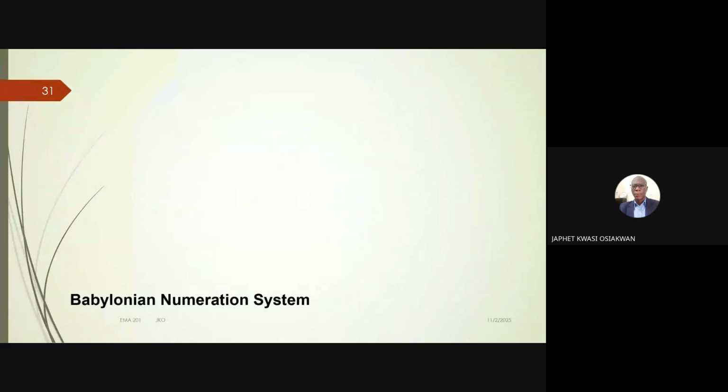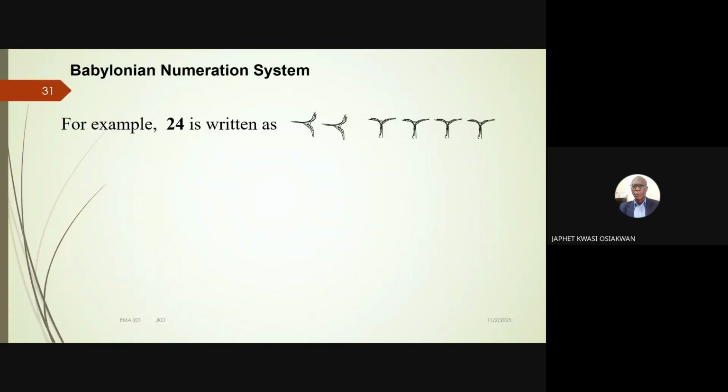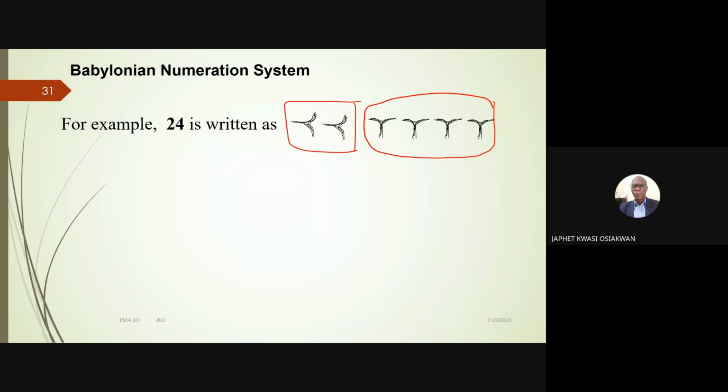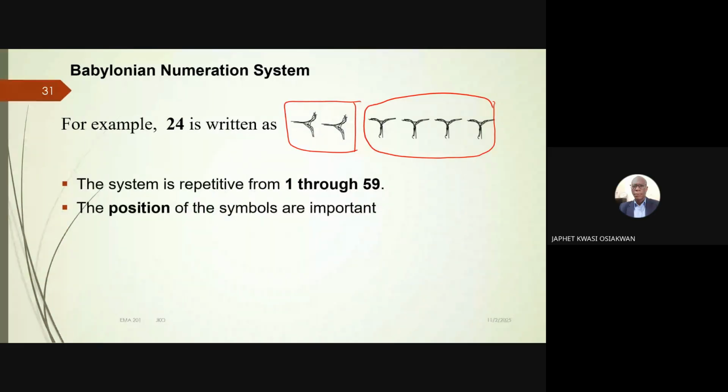Okay. So now let's see the system. Look at how they write 24. Can you see my screen? Yes, sir. So they have all this here, 1, 1, 1, 1, that is 4. And then this one, 10, 10, 10, that is 24. Is that okay? Yes, sir.